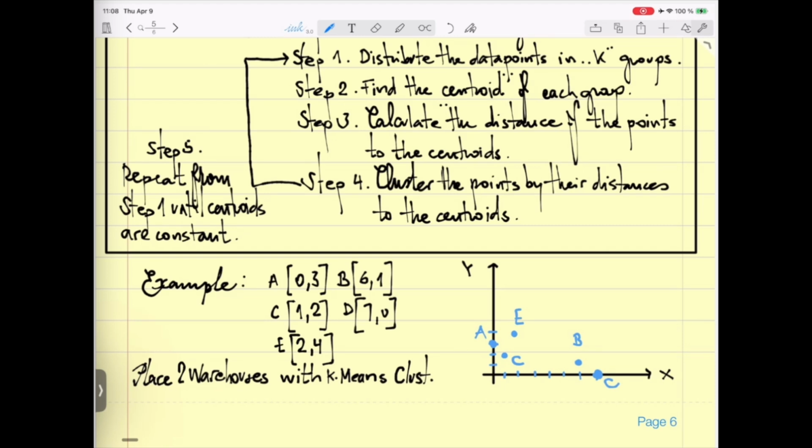Okay, so intuitively, which is not enough for the exam, but intuitively, you see there are two groups, A, E, C, and B and D, right? This is an intuition that you should start getting.